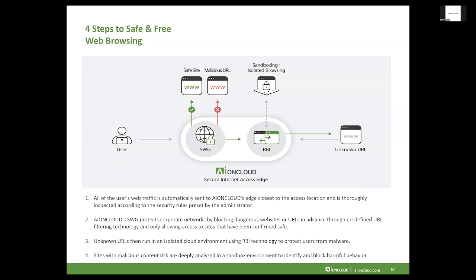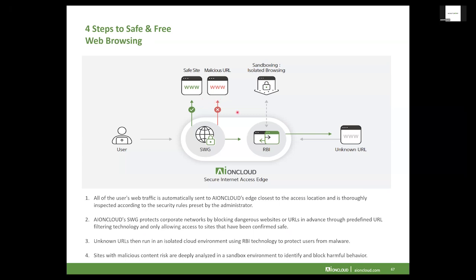Here's an example of how it might be implemented. So here we have a user accessing the internet, and all the user's web traffic is automatically sent to Ion Cloud's edge closest to the access location, and it's inspected according to security rules present by the administrator. So say here we have a list of safe sites and malicious sites. Ion Cloud's SWG protects corporate networks by blocking dangerous websites and URLs in advance through predefined URL filtering technologies and only allowing access to sites that have been confirmed safe. So it's going to be one of these two.